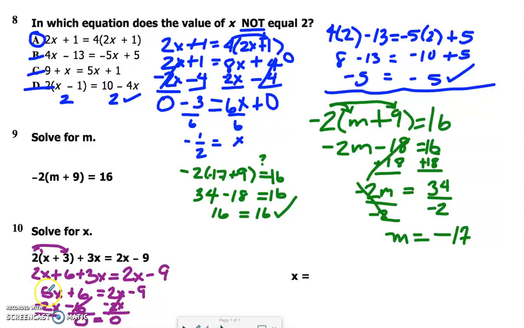So I'm left with 5x minus 2x, which leaves me with 3x, equal to that negative 9 that remains on the right hand side. If 3x equals negative 9, I should divide both sides by 3, and I will find that x equals negative 3. Don't forget those signs. A negative divided by a positive leaves me a negative. 9 divided by 3 is 3. Any questions there?